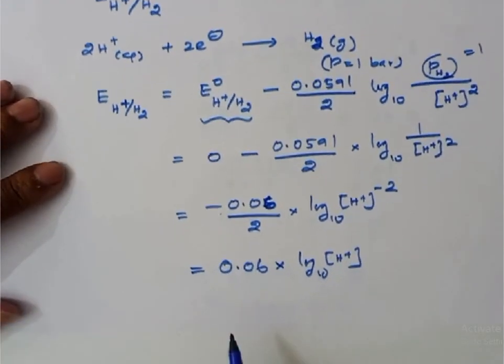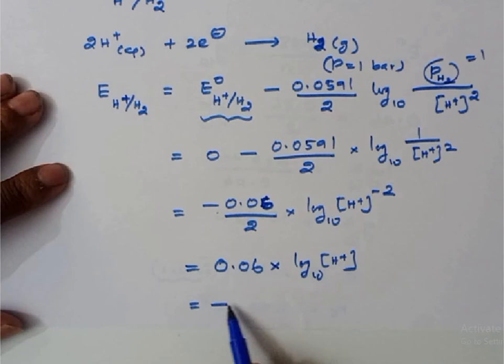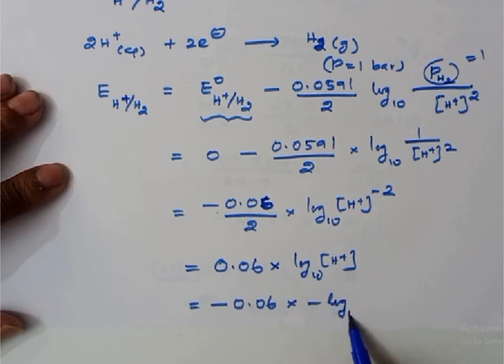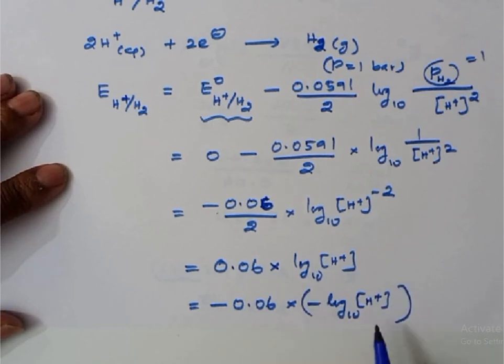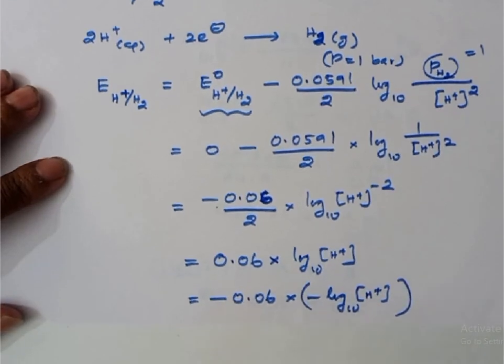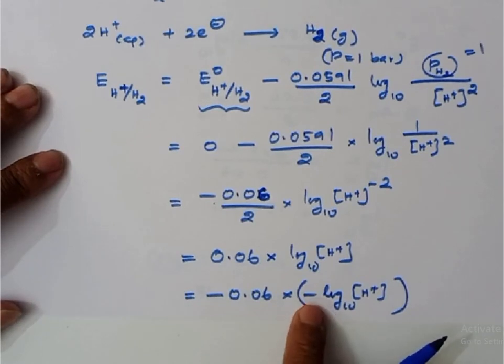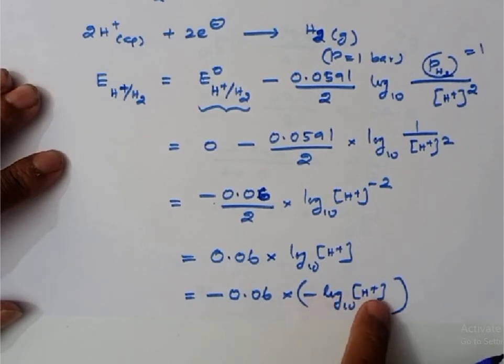Okay, now what I'm going to do, I'll put a minus sign in front and I'll put another minus here. So nothing is going to change in the equation, because minus into minus becomes plus. Why did I do this? Because you know very well, negative logarithm of H plus is nothing but pH.